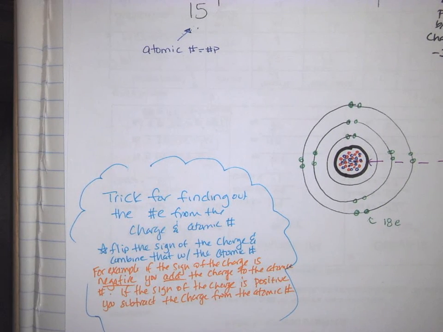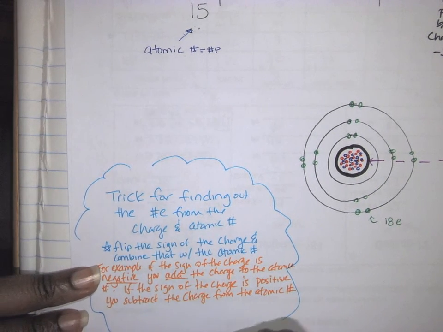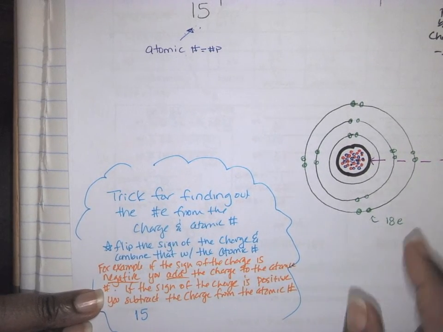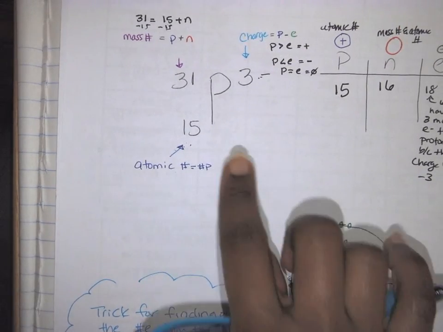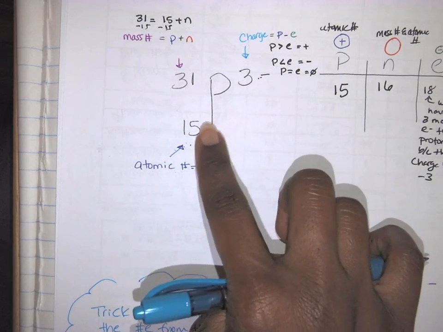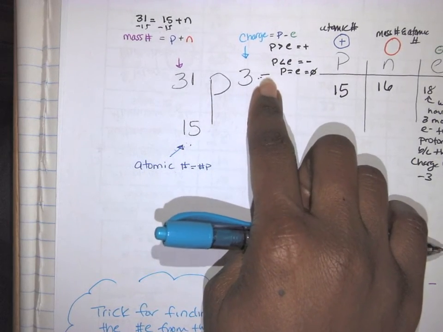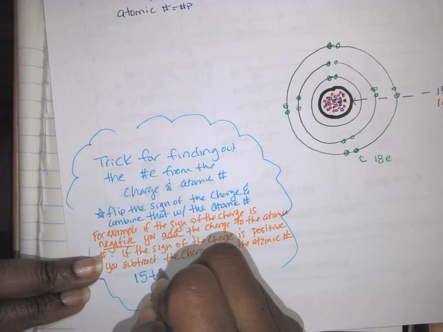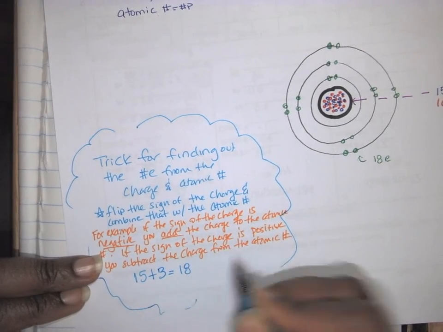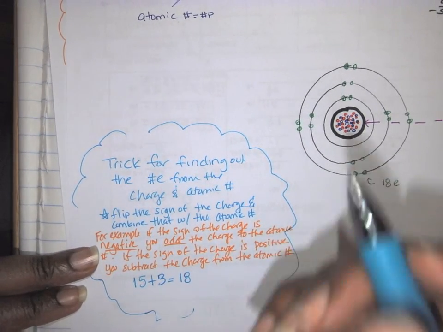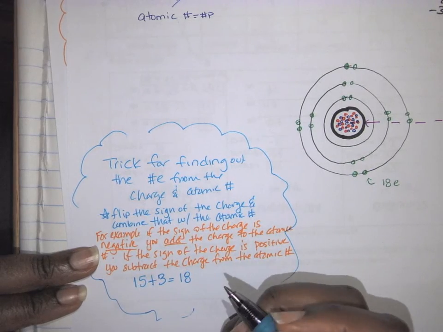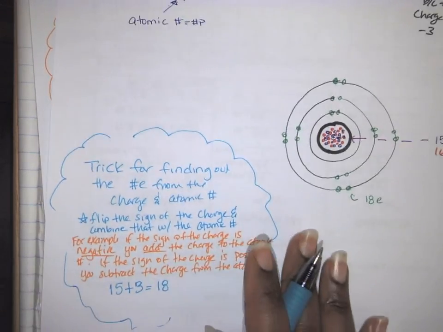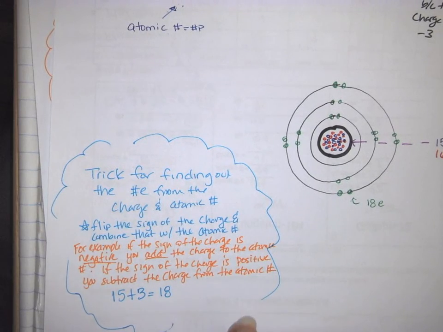And so what we're going to do is take our atomic number, which is 15, and since the charge is -3, we're going to make it from a minus to a plus, so 15 plus 3. Okay, so that's how we would get the number of electrons for that. If the charge was +3, we would flip the positive to a minus sign, it would be 15 minus 3.